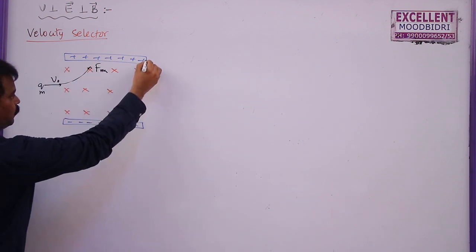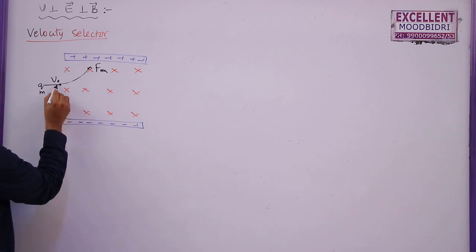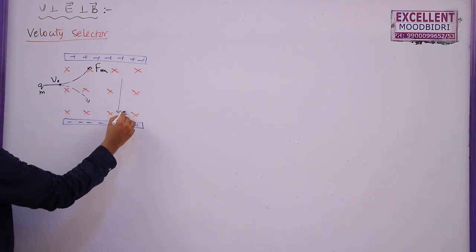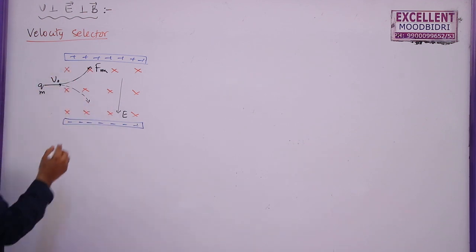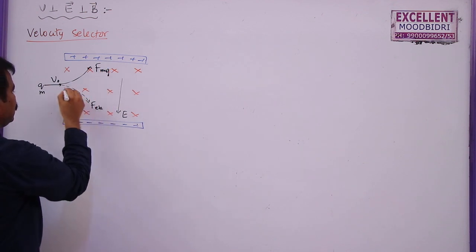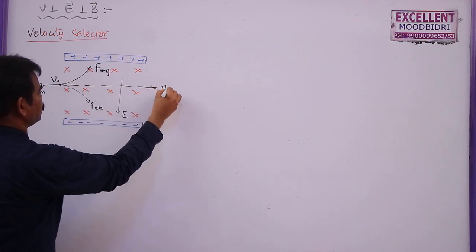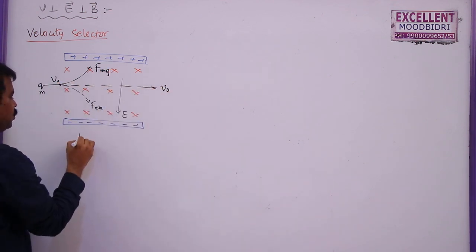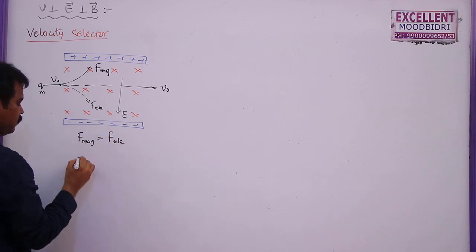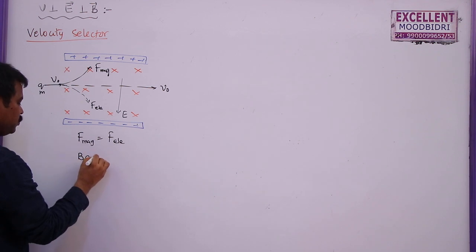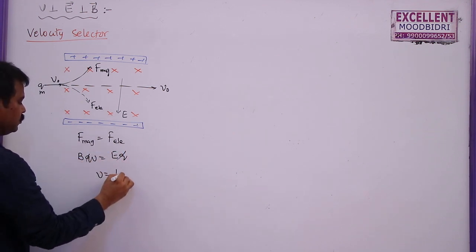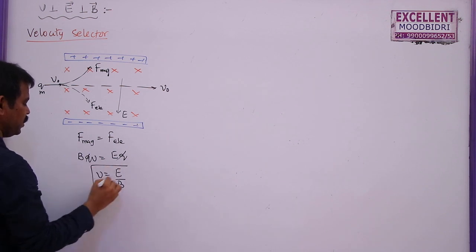Similarly, here the electric field is acting from the positive to the negative plate. So a positive charge always moves in the direction of the electric field. This is the electric field. Now, if the electric force is equal to the magnetic force, this charged particle will move along this path. This is possible only if the magnetic force is equal to the electric force. Magnetic force BQV, electric force EQ. So the velocity of the charged particle is given by E by B.